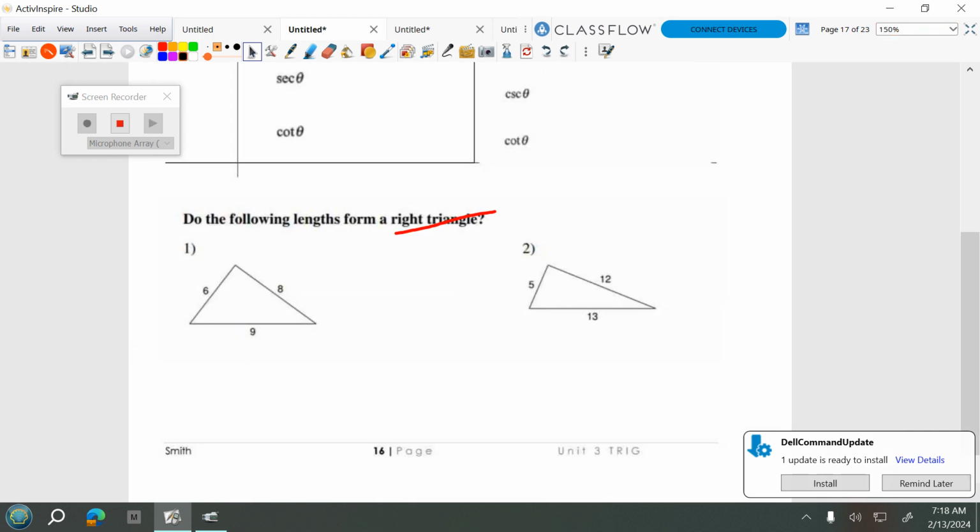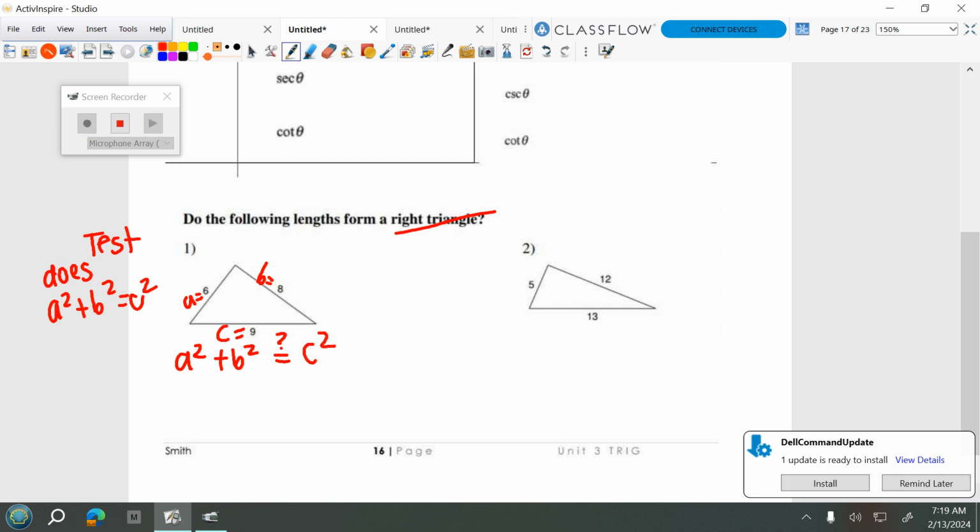So here's our test. Does a squared plus b squared equal c squared? And remember that the longest side is your c. The longest side is your c, and a and b don't matter. We're going to test: does a squared plus b squared equal c squared?